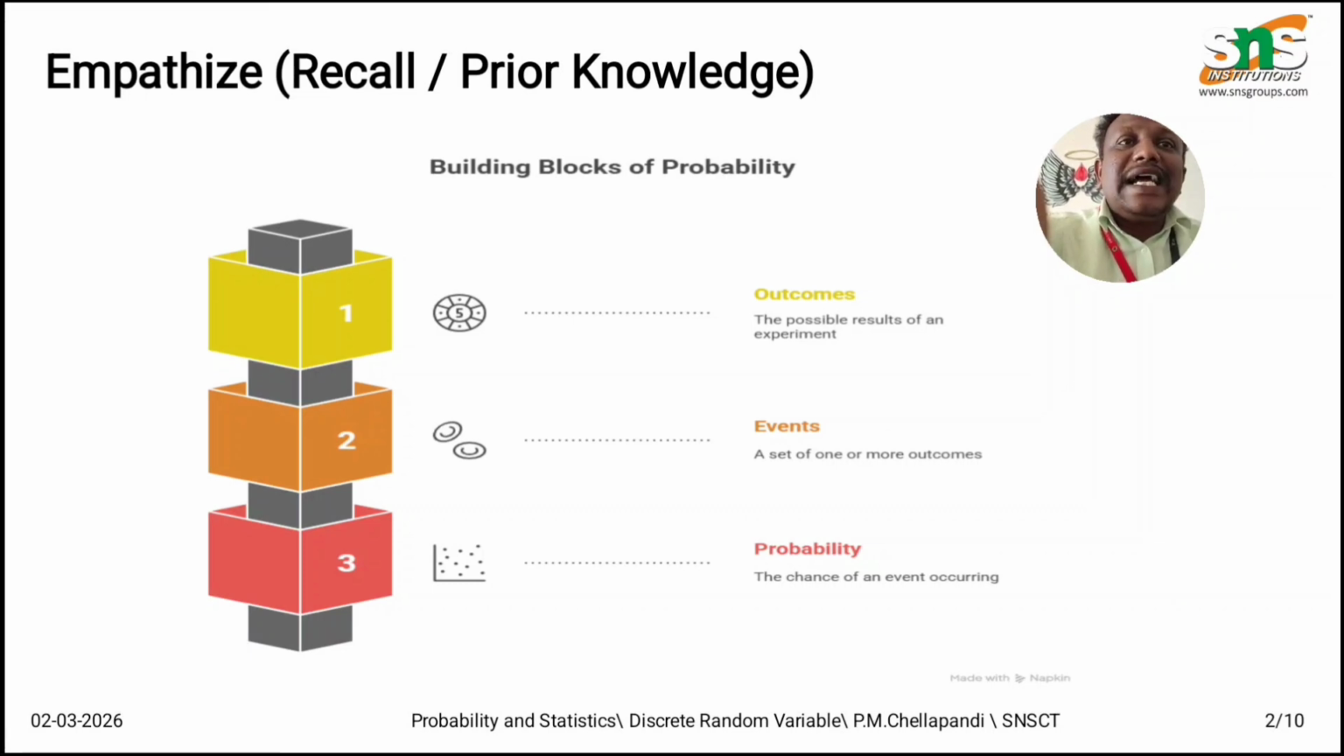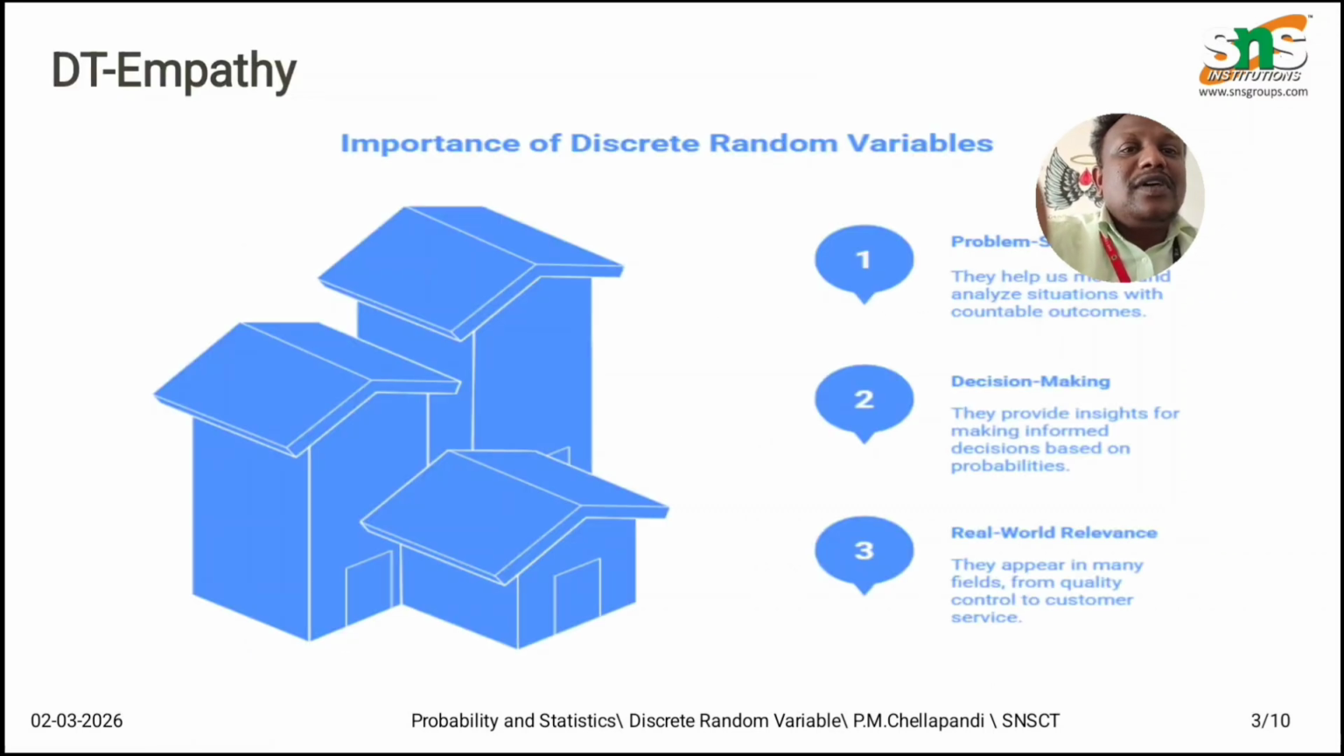Here a random variable is simply a function that assigns a number to each outcome of an experiment. For example, if we toss a coin two times, the sample space is head head, tail head, head tail, or tail tail. Here the capital X is the number of heads, which means how many times the heads appear. That is our random variable, right?